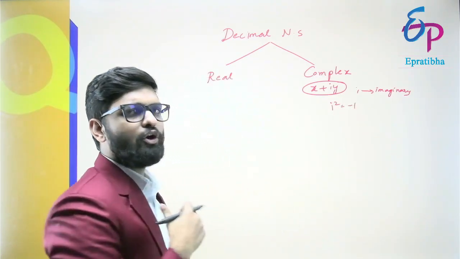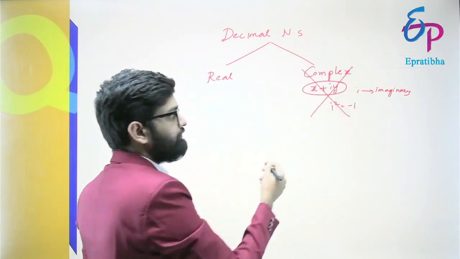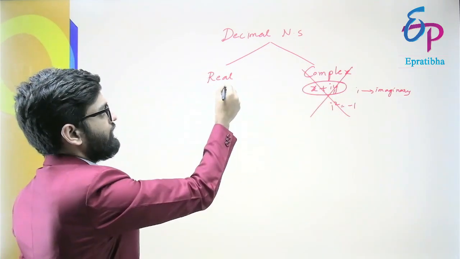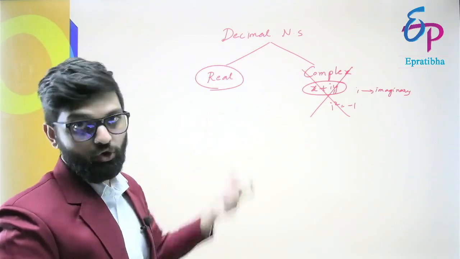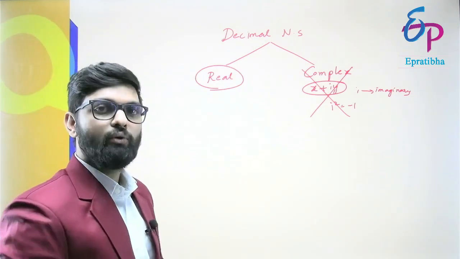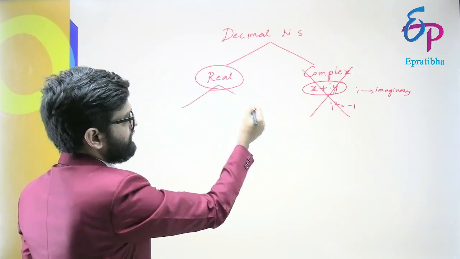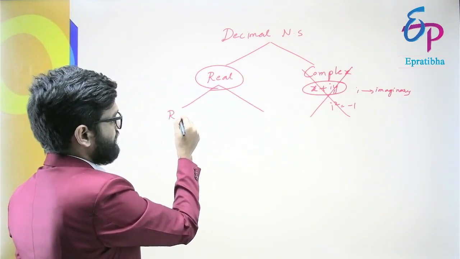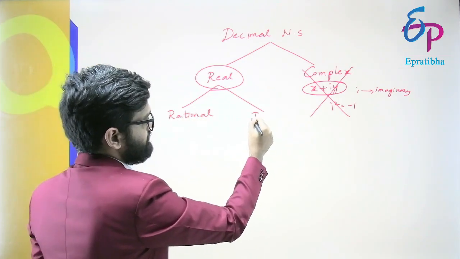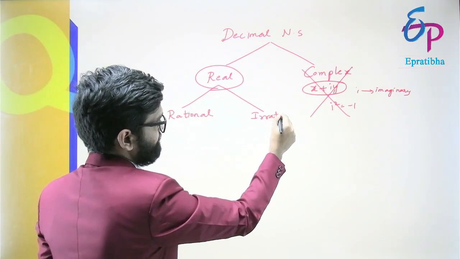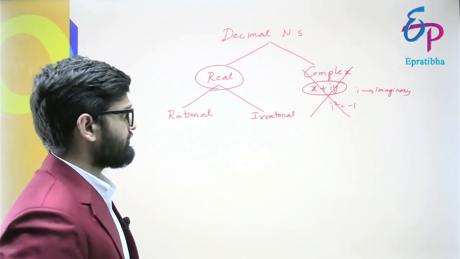But generally we will not discuss complex numbers in our sessions. We will mainly focus upon real numbers. Real numbers are like the mother of all the numbers. You will understand how in 10 minutes. Real numbers are divided into two types: one is rational numbers and the other is irrational numbers. There will be rational numbers and irrational numbers as well.